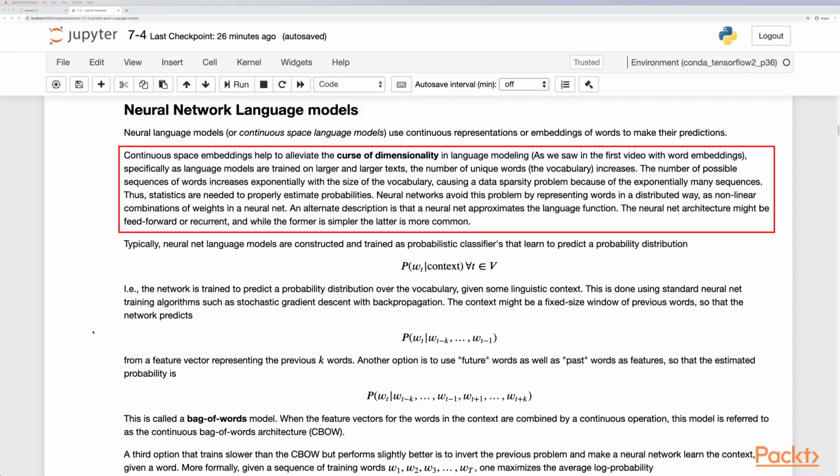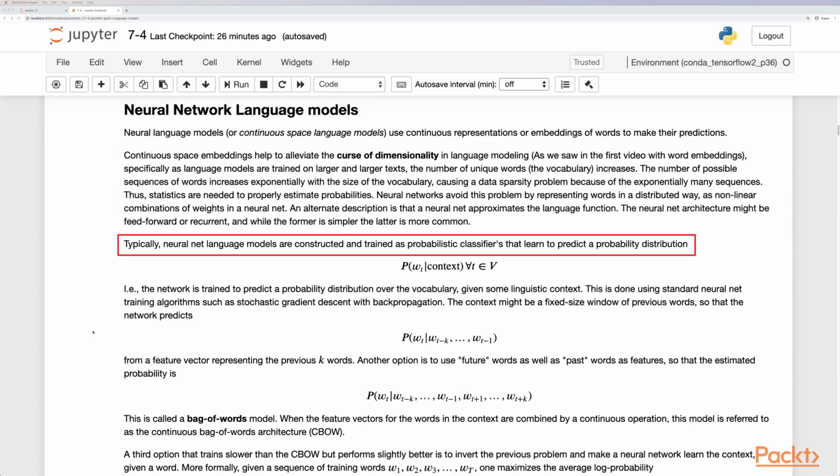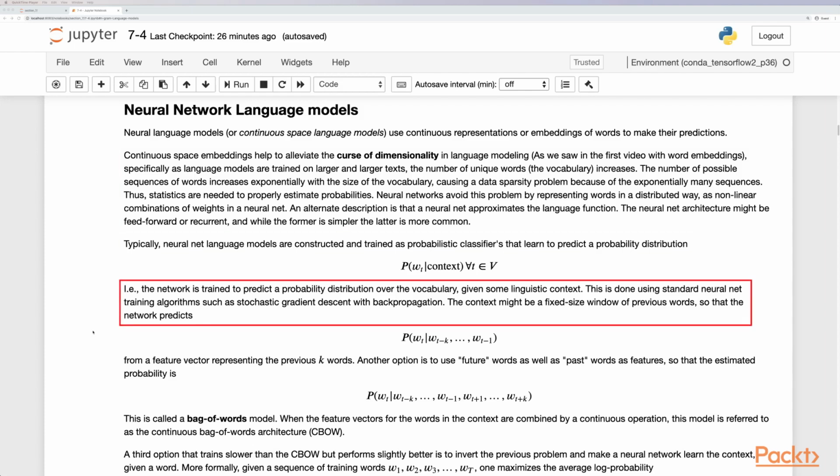The neural net architecture might be feed-forward or recurrent, while the former is simpler and the latter is more common. Typically, neural net language models are constructed and trained as probabilistic classifiers that learn to predict a probability distribution. That is, the network is trained to predict the probability distribution over the vocabulary, given some linguistic context. This is done using standard neural net training algorithms such as stochastic gradient descent with backpropagation.